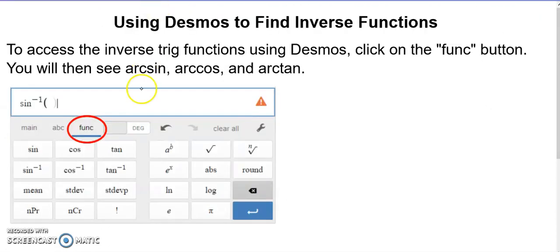So using Desmos on this, to get into Desmos in the calculator that we've given you in the assignments, or you can go to desmos.com or get that app, you need to come over 3 and you're going to push the function button. When you push the function button, you will see your arc sine, your arc cosine, and your arc tangent all lined up, and you're going to pick whichever one is appropriate, and you'll see in the screen where it will say arc sine, arc cosine, or arc tangent.